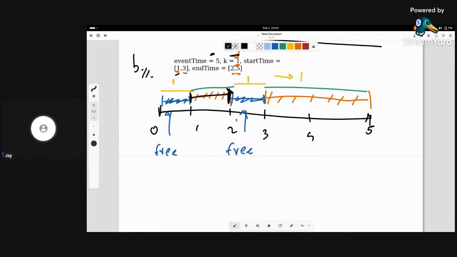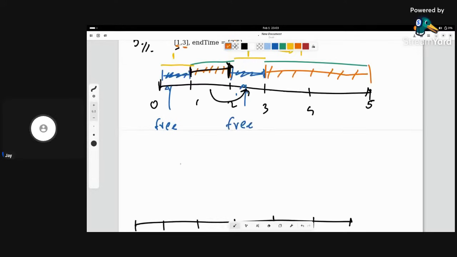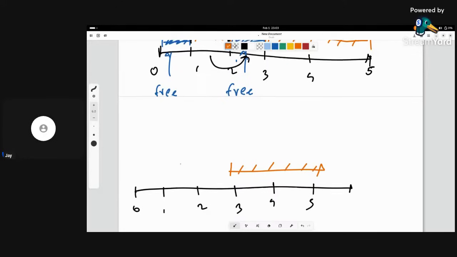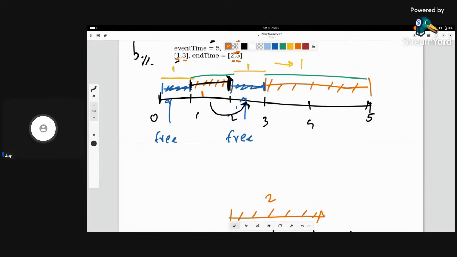You move this meeting to the right by 1, and what you said was, this is 0, 1, 2, 3, 4, and 5. And one of the meetings was between 3 to 5, so this was meeting number 2. And meeting number 1, what you say was, okay, this started at 1 and ended at 2. So the duration of this meeting was 1.